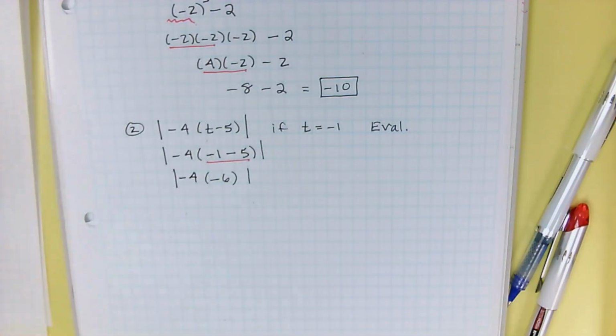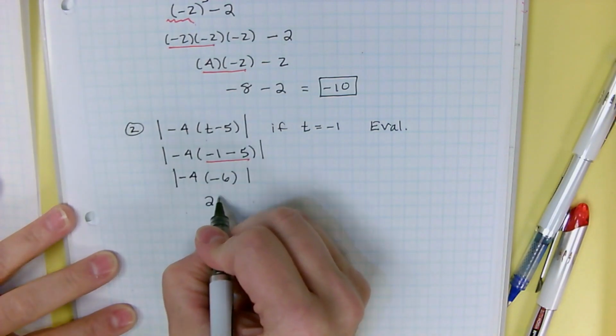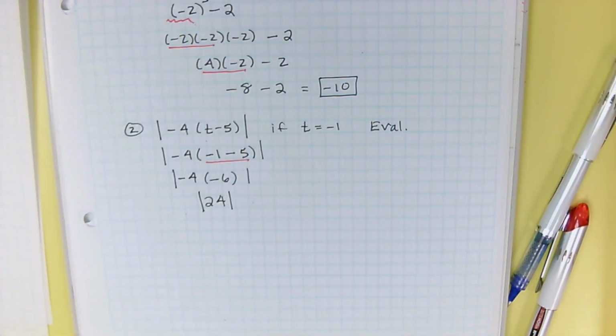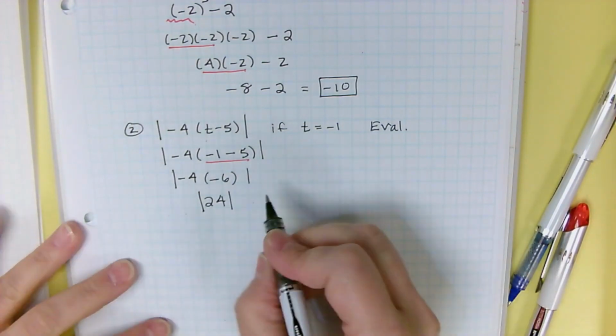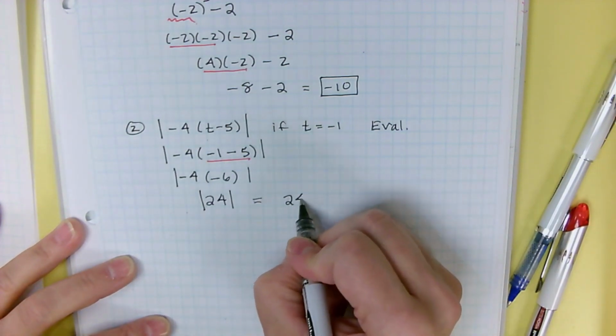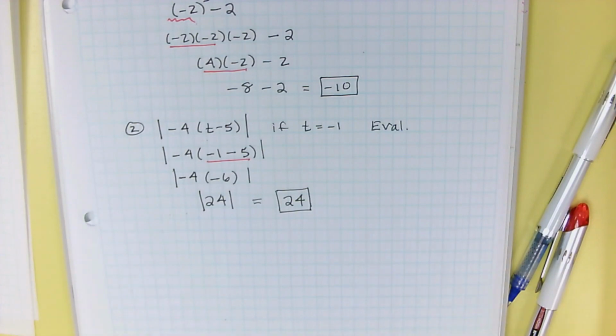Recopy the rest of the problem. So we've done the parentheses. Now we go to exponents, none. And we're still inside the bars. Then we go to multiply, divide. Aha, here we go. Negative 4 times negative 6 is positive 24. Now that everything is simplified, the absolute value of positive 24 comes out to be just 24. Everything that comes out of absolute value is positive unless you're talking x's and stuff like that.